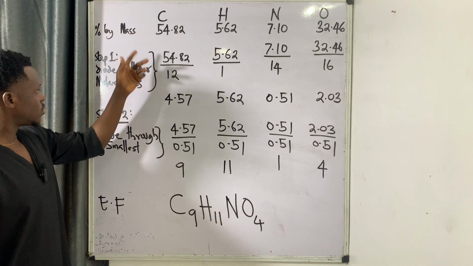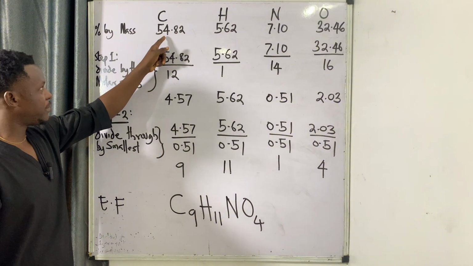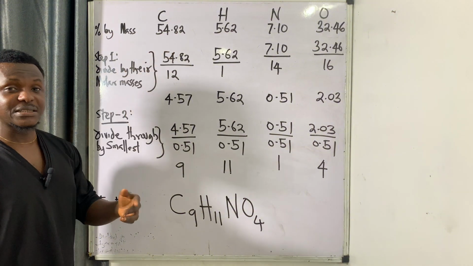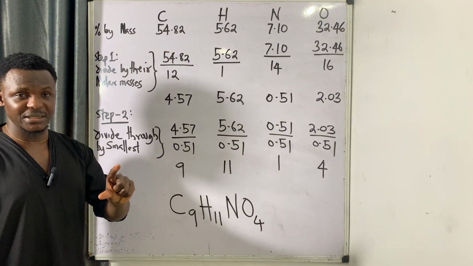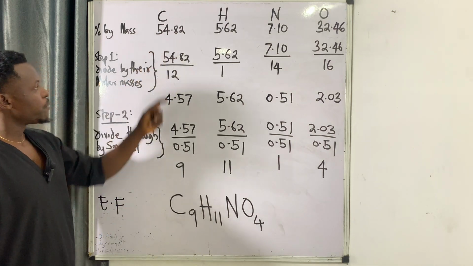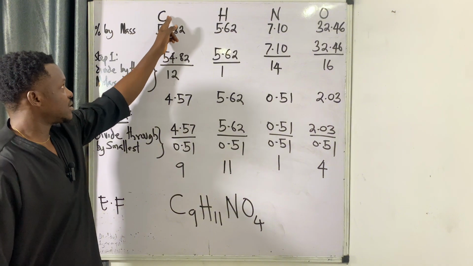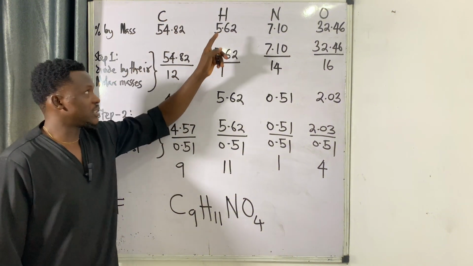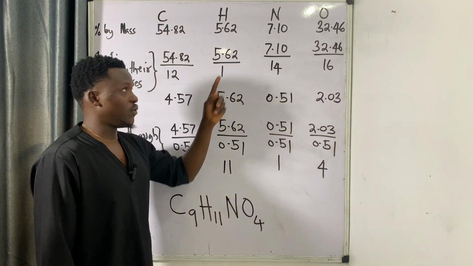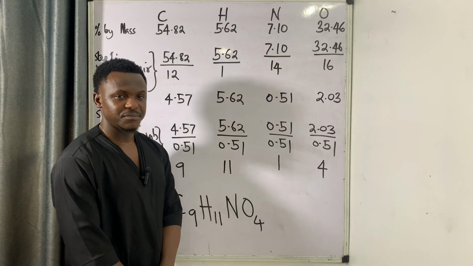Now you may actually want to go through this again. The first thing is for you to put down the percentage by mass. In some other cases, they will just give you the mass, not in percentage. The same process is what you're going to do. Put the value down. Now divide by their molar masses or the atomic mass. Carbon has a molar mass of 12. Hydrogen has molar mass, atomic mass of 1. Nitrogen has 14. Oxygen has 16.